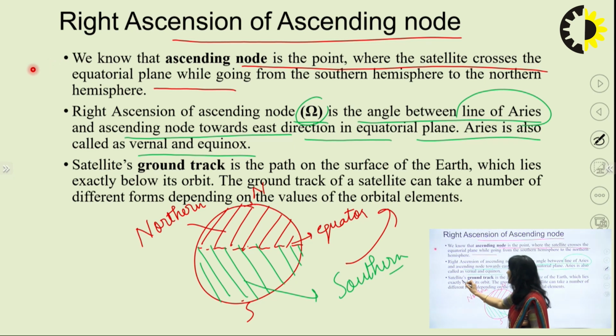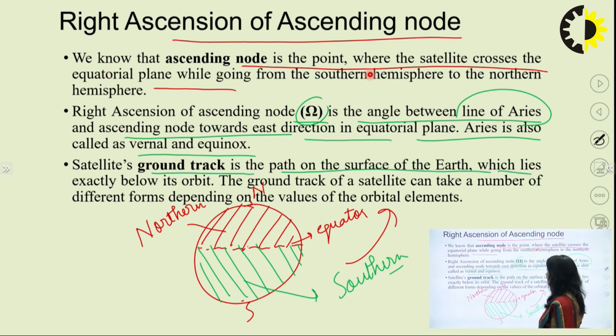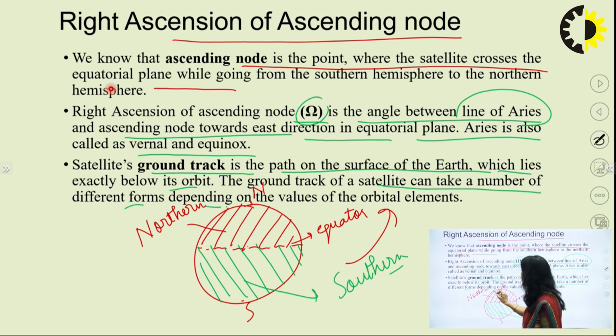Now, the satellite ground track is the path on the surface of Earth which lies exactly below the orbit. The ground track of a satellite can take a number of different forms depending on the values of the orbital elements.